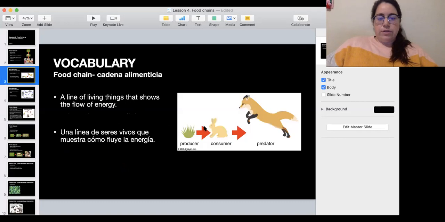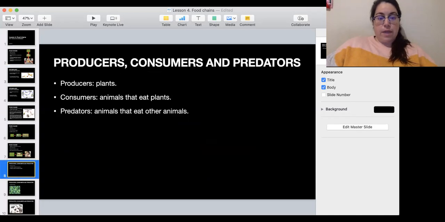In this picture in your lesson, it mentioned producers, consumers, and predators. So I'm gonna explain that so it's clear. Producers are plants, okay? It's another name for plants. Consumers are animals that consume plants, that eat plants, so herbivores. And then you have predators. Predators are animals that eat other animals, or you would say carnivores.